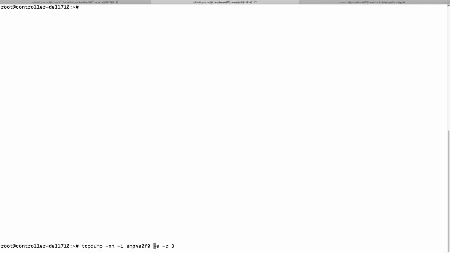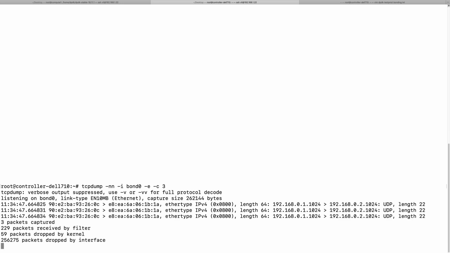Let's run tcpdump on the Linux bonding interface. Let's just sample 3 packets, right? You can see here, the test PMD is just generating a UDP packet with this source IP, source port, and the destination IP, destination port.